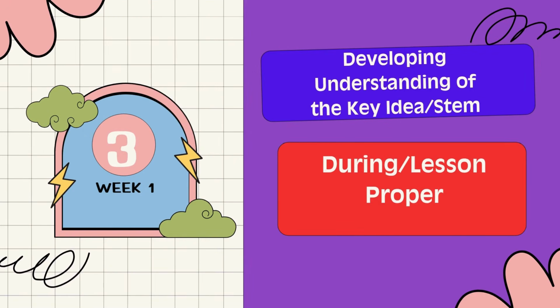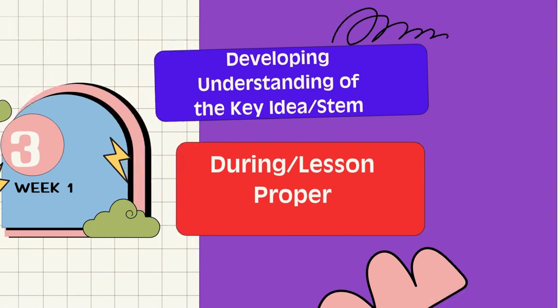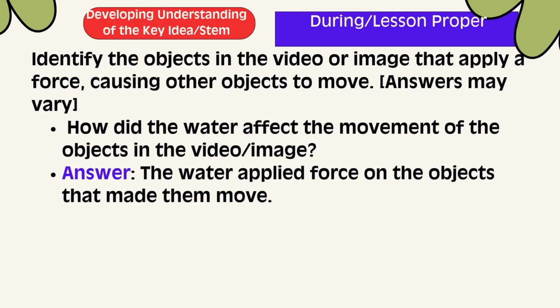Developing understanding of the key ideas, STEM. Identify the objects in the video or image that apply a force, causing other objects to move. The answer may vary. How did the water affect the movement of the objects in the image? The answer is, the water applied force on the objects that made them move.